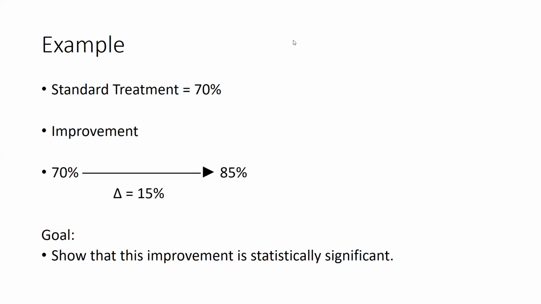The difference, 80 minus 70, is 10. So 10 against a superiority margin of 15%, and we got only 10% improvement. So we cannot say this drug is superior.